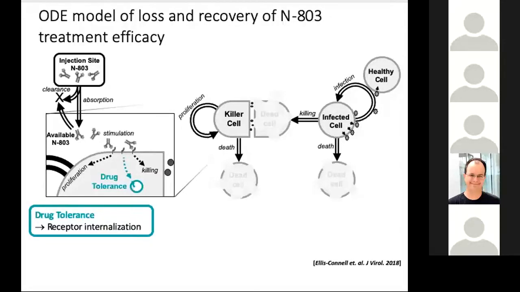And the first one relates to drug tolerance, and this relates to receptor internalization. So they measured the number of IL-15 receptors on the surface of the CD8+ and NK cells and noticed that the number of receptors on the surface decreased over time with treatment. So if this receptor is the target of the treatment, obviously if the receptors get internalized, there's nothing to target, so the drug won't work. And we term this in our simulation drug tolerance, and it represents the internalization of this receptor.